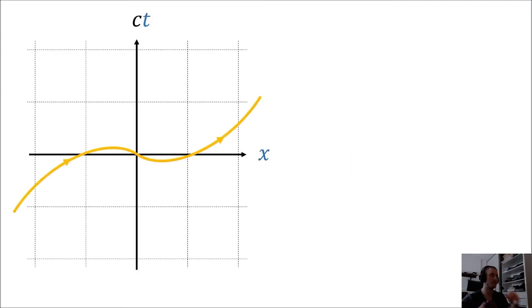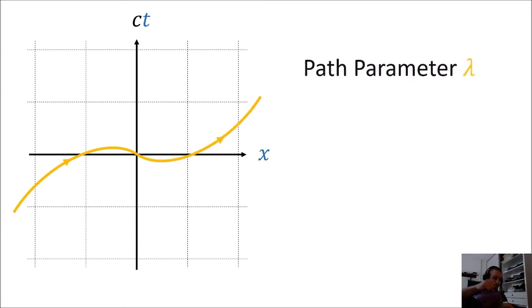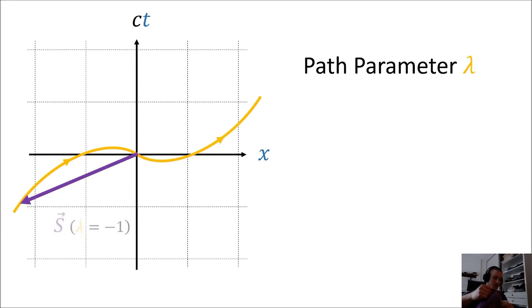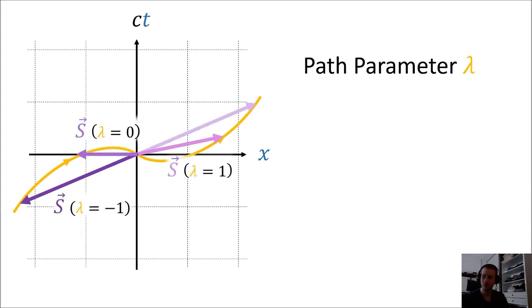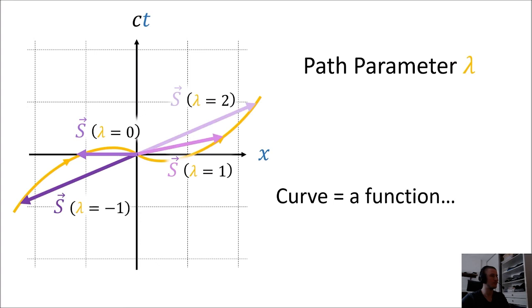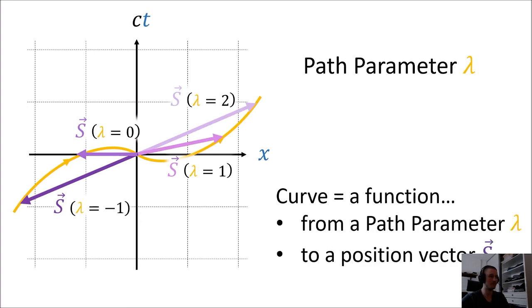We can think of a curve as a position vector s whose tip is changing location as time goes on. We can use the path parameter lambda to indicate the vector's position at a specific point. As lambda increases, the tip of the position vector s will change location, sweeping out the shape of the path in space. So a curve is really like a vector-valued function that takes a real number lambda as input and outputs a position vector s.